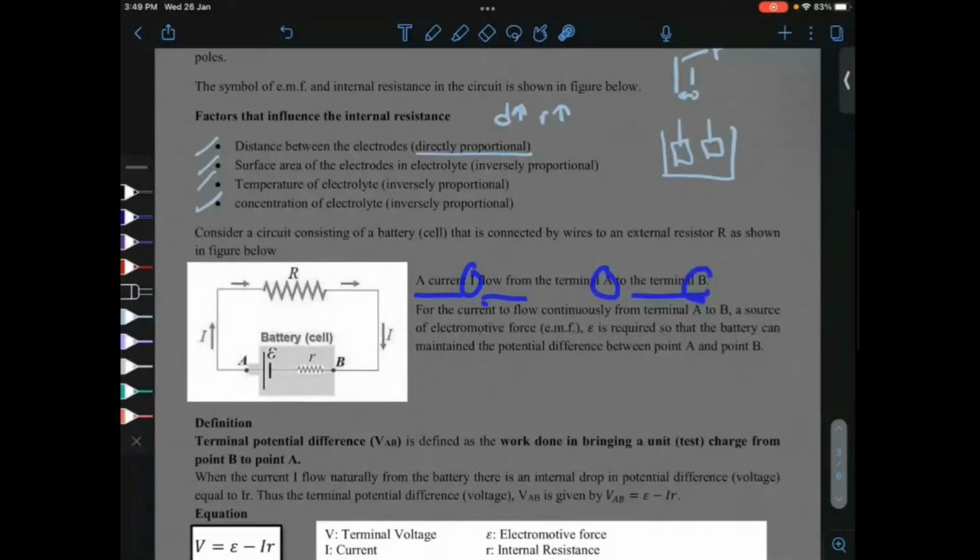Okay, a current I flows from terminal A to terminal B. Maksudnya akan keluar daripada kaki positif. From terminal A, it goes to terminal B. Dia akan sampai balik B. Okay, current yang keluar ni adalah current yang keluar daripada EMF ini. For the current to flow continuously from terminal A to B, a source of electromotive force, EMF, is required so that the battery can maintain the potential difference between A and B. Okay, so kena ada EMF untuk maintain the potential across A and B ini.